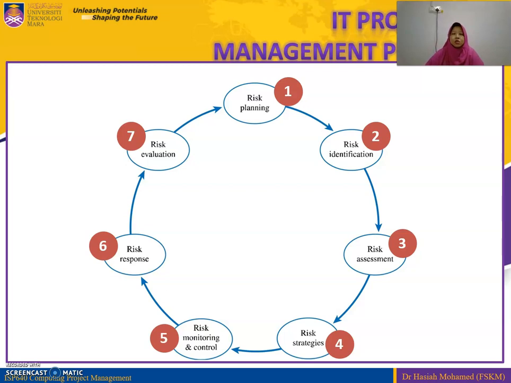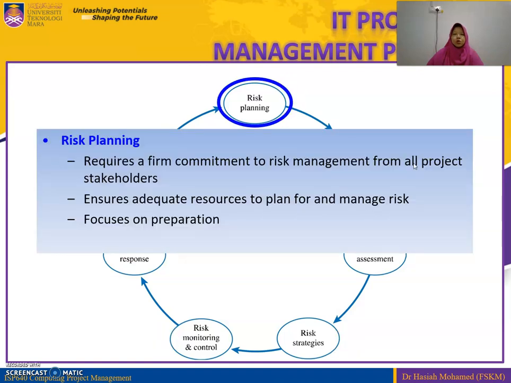There are 7 IT project risk management processes. The first one is risk planning, then risk identification, risk assessment, risk strategies, risk monitoring and control, risk response, and risk evaluation. For the first one, risk planning requires commitment to risk management from all the stakeholders. We focus on the preparation, and we ensure adequate resources to plan and manage the risk.